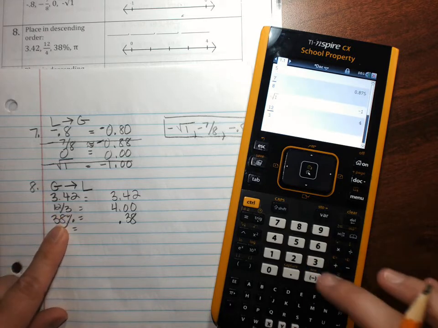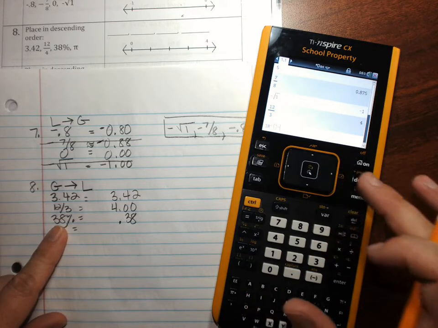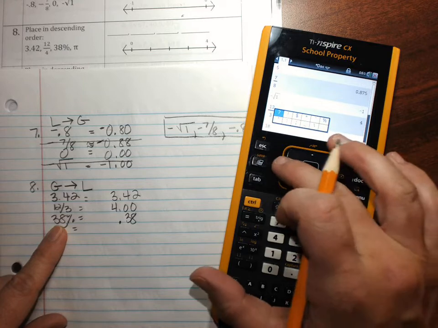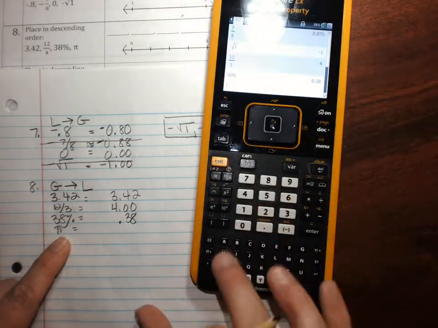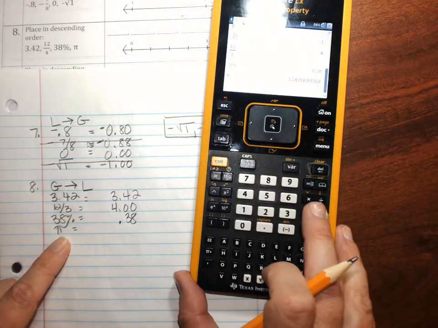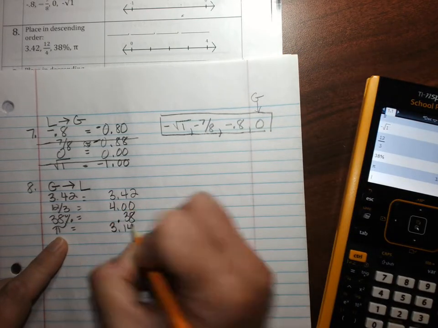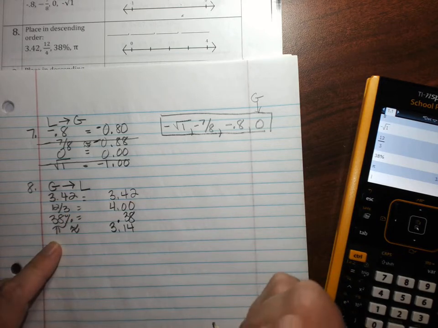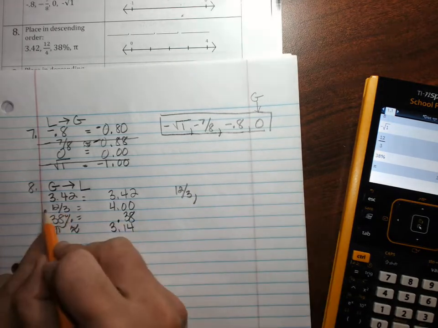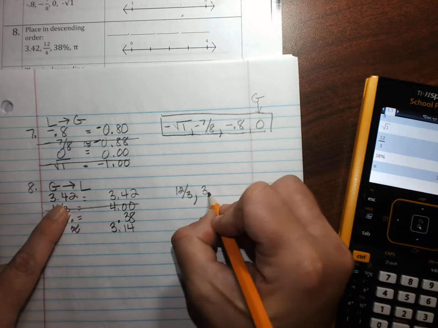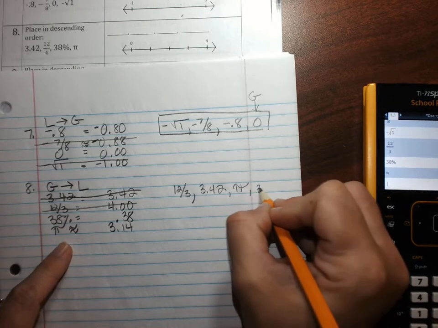12/3, 4, 38%, 0.38, and then pi. Pi will approximate to 3.14, $3.14. So what's my greatest amount of money? My greatest amount of money is $4, so that would be 12/3. Then it would be 3.42, thinking about money. Then it would be pi, then it would be 38%.